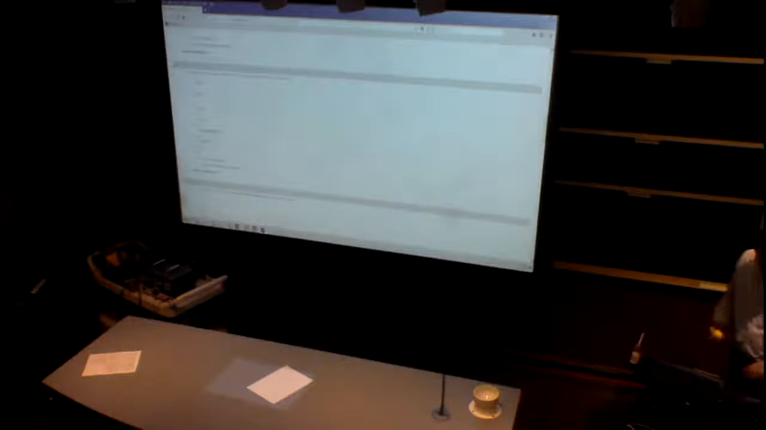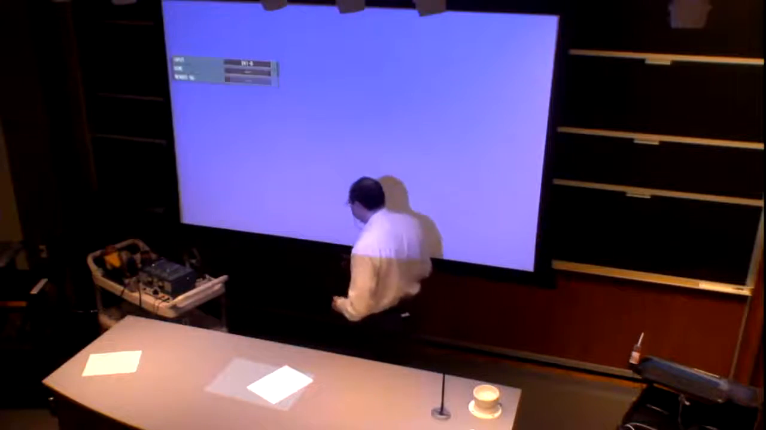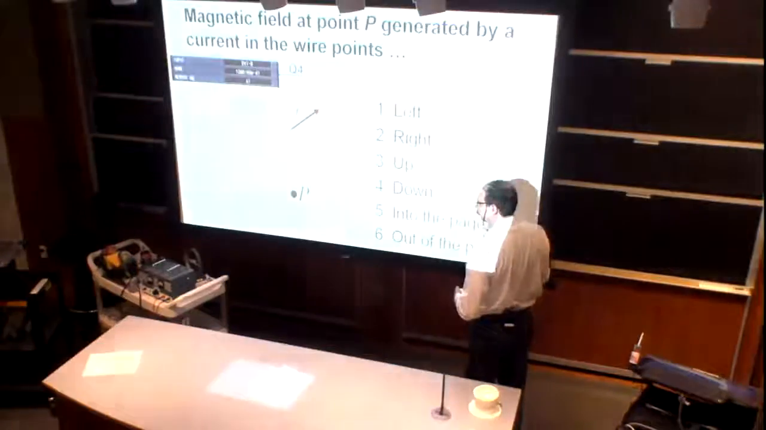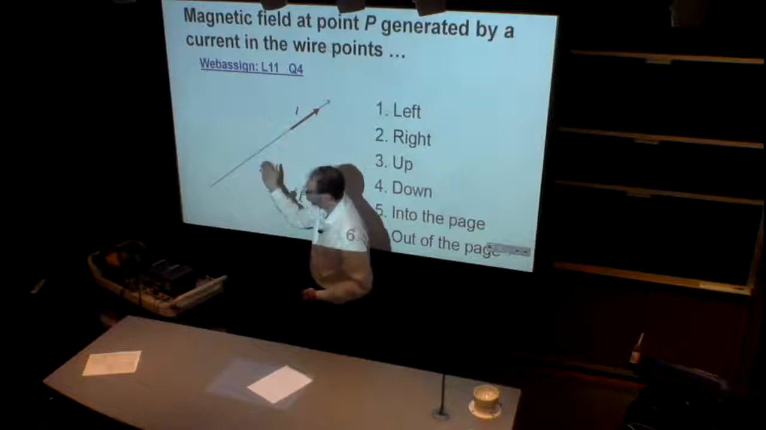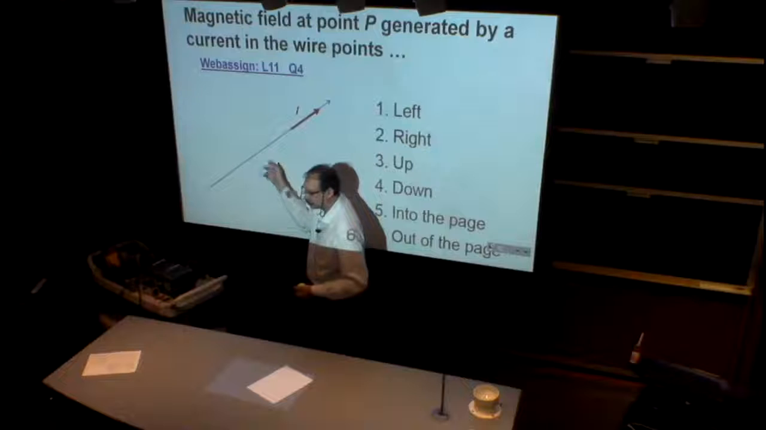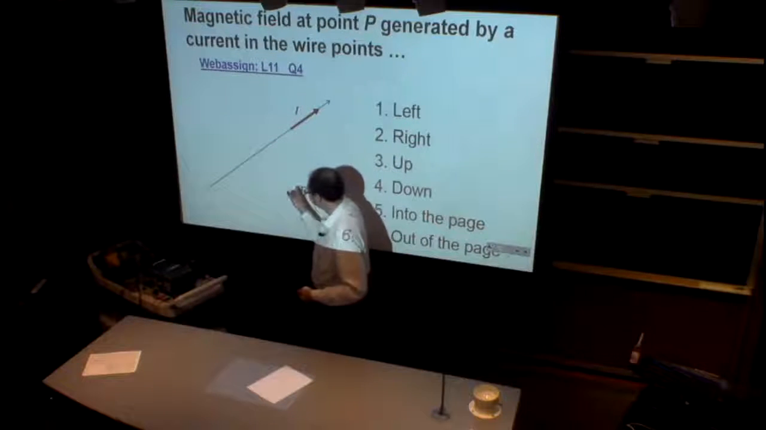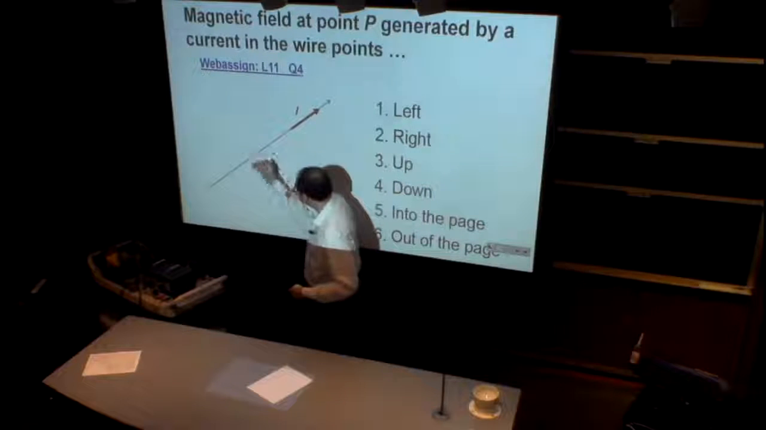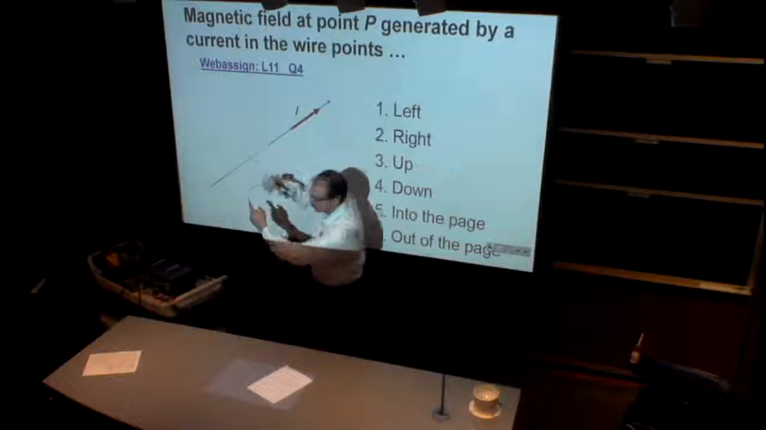5 is into, and into, into is correct. So if I imagine, well, I have to imagine, I cannot put my hand behind the screen. I would have to cut the screen here and there. So I have to imagine that I'm doing that. And then by doing that, I directing my fingers here inside the screen, into the screen, there, out. Here, at this location, magnetic field would point like this.